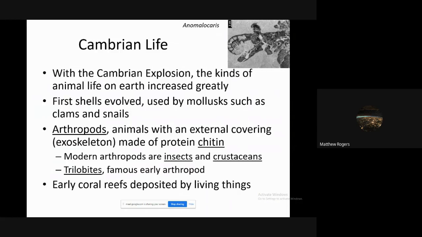That exoskeleton is, this is actually wrong, I'm using someone else's. It's not a protein. It's actually a carbohydrate called chitin. Okay. And modern arthropods are insects and crustaceans. They don't look exactly like what you know as insects and crustaceans in this time period, but they don't look far off. Like trilobites are the most famous one. They're not far off from what a horseshoe crab today looks like. Okay, we'll look at that later this week.